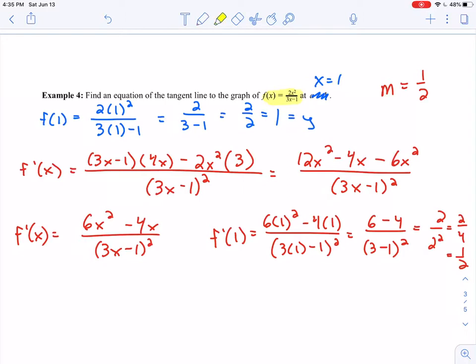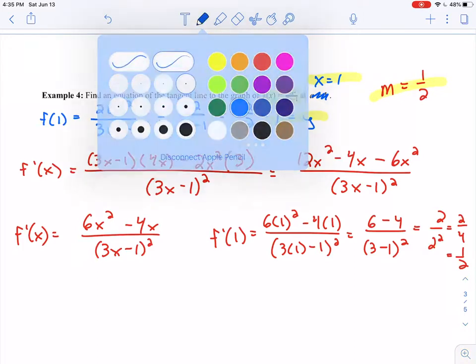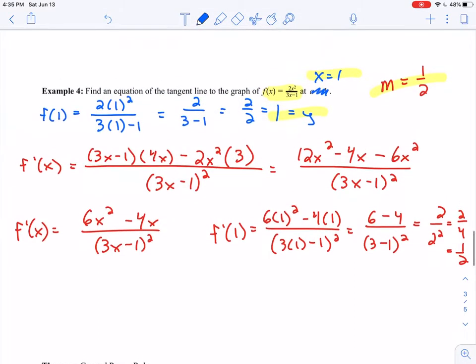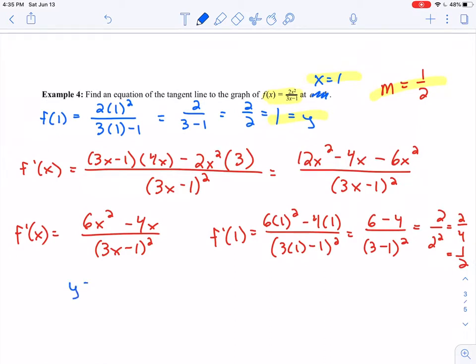So I have my x value, have my y value, have my slope. I'm ready to go. So let's write the equation of this tangent line. Y minus my y coordinate, which is 1, equals m, that's 1/2, times x minus my x coordinate, which is also 1. Y minus 1 equals 1/2 x minus 1/2. Adding 1 should give me y equals 1/2 x plus 1/2. There we go.